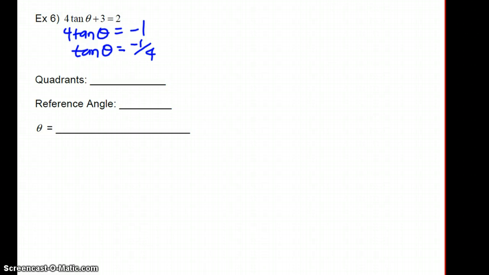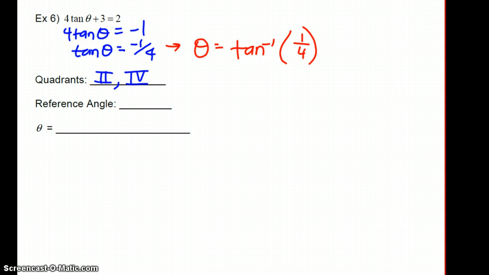Once again, jump down to your blanks to guide us towards our answers. Where is tangent a negative value? Well, that's going to happen in quadrants 2 and 4. To find my reference angle, turn to your calculator and do tan inverse of, don't plug in the negative, make it easier on yourself, and just plug in 1 over 4. Out comes your reference angle, 14.04 degrees.